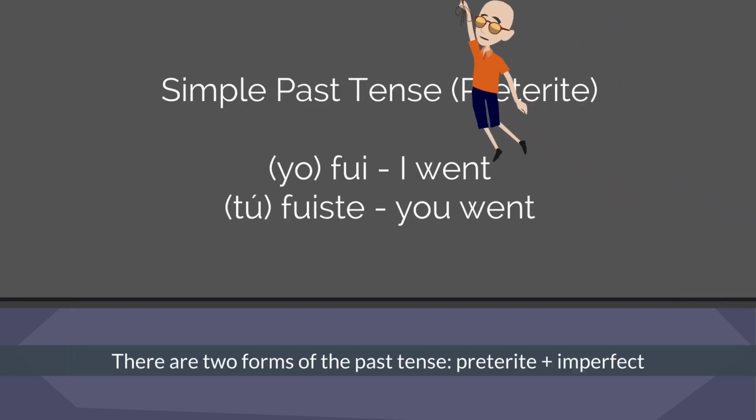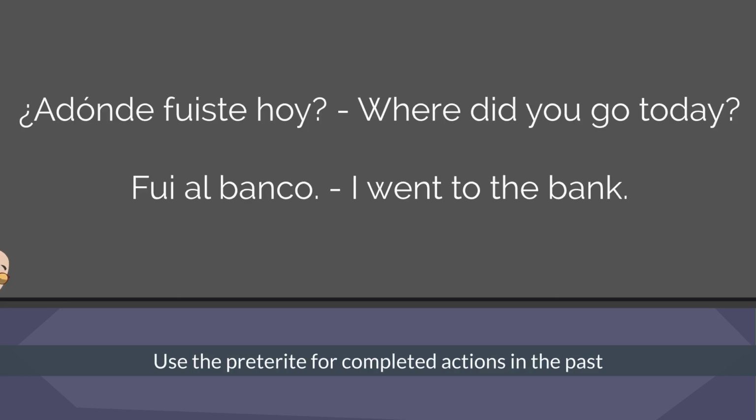So what if I want to talk about something that already happened? Like, where did you go yesterday? Or I want to tell somebody I went to the beach. That's easy to do. We only have to learn 2 new words. Fui, for I went. Fuiste, for you went. Now all you have to do is plug in your new words to make sentences.